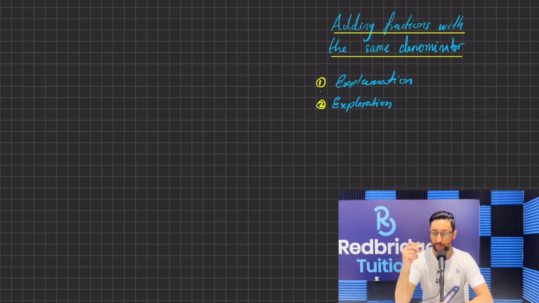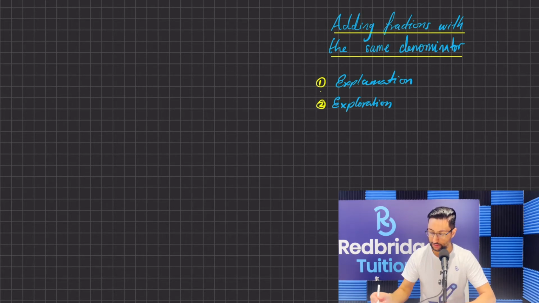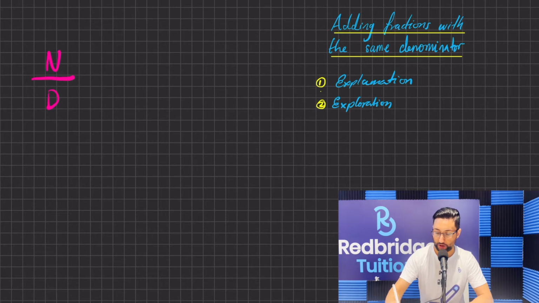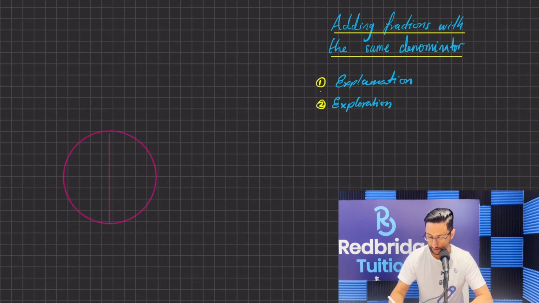So if you remember, the denominator is the bottom number. That's here, denominator, and your numerator is the top number. So the denominator tells us the total number of parts, and the numerator tells us how many of those parts we're looking at. So if we go back to our classic pizza example, if we were to say we wanted half of this pizza, we'll be taking one part out of a possible two.